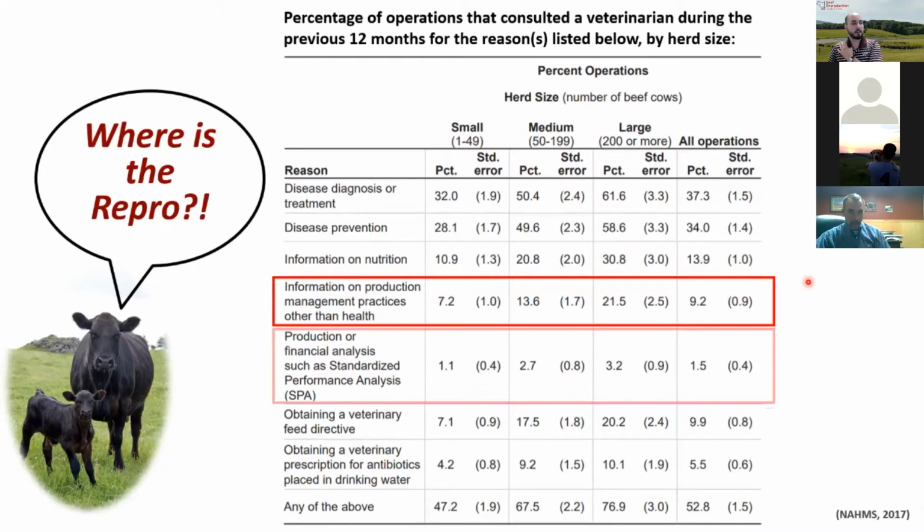The other thing that was important that I thought was pretty interesting: consulting a veterinarian for production or financial analysis, such as standardized performance analysis, right? Which is what we're really going to try to talk about today. It's highlighting some of the things that we can show producers to show performance and do that analysis and help them understand why some things are working and some things are not working, for example. So I think there's definitely a need and an opportunity for veterinarians to step in and do both of those things.